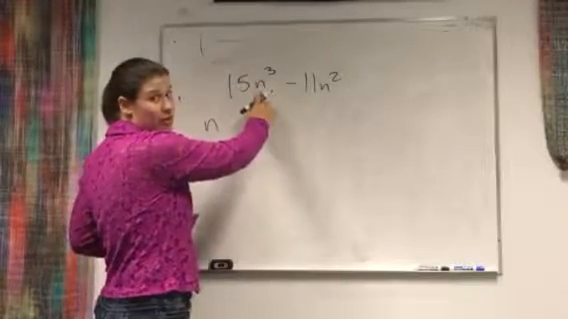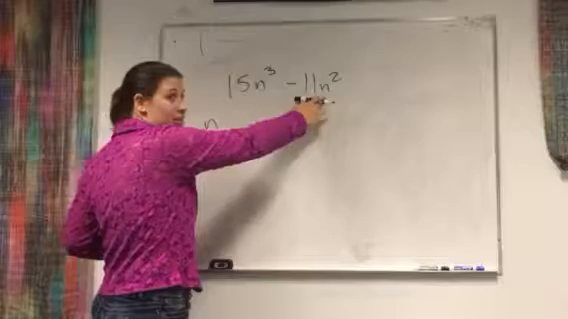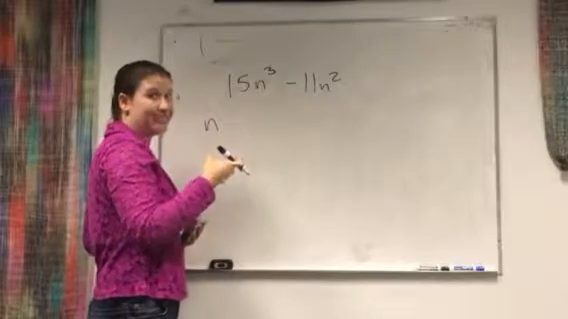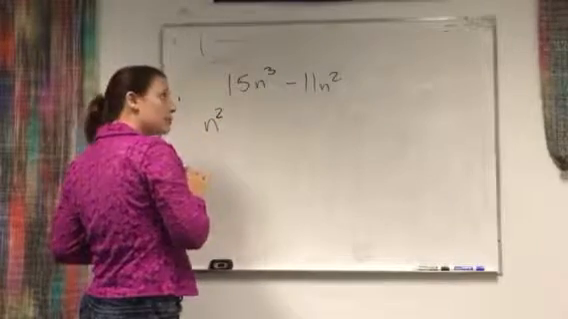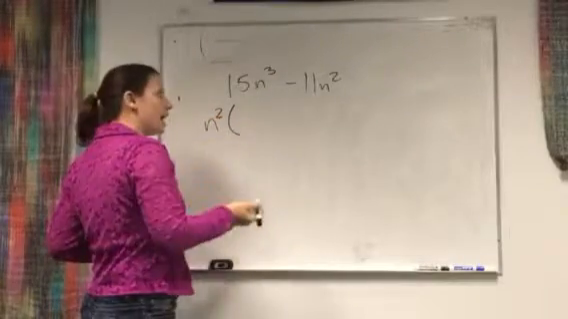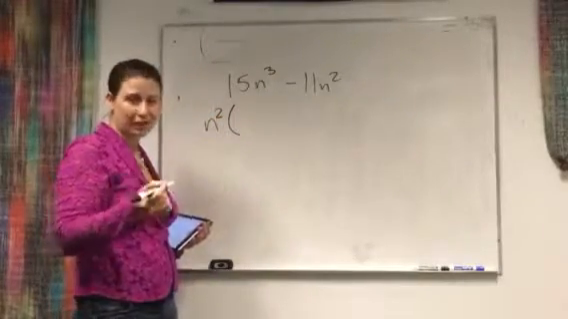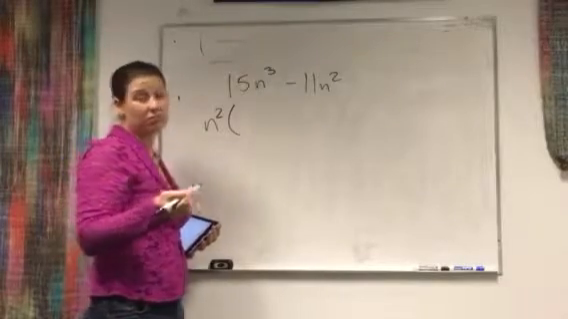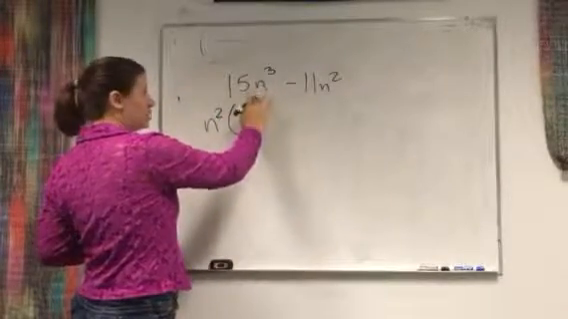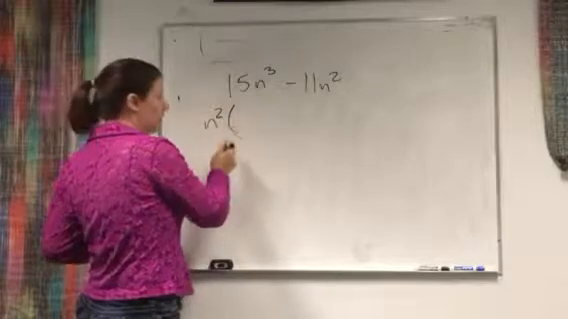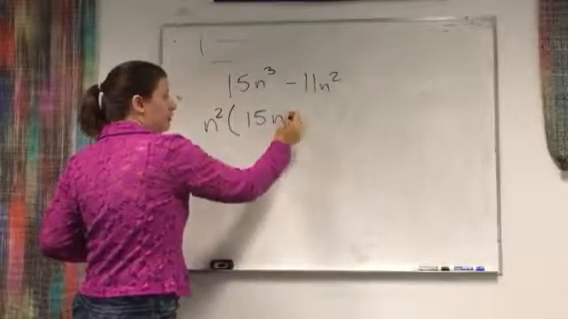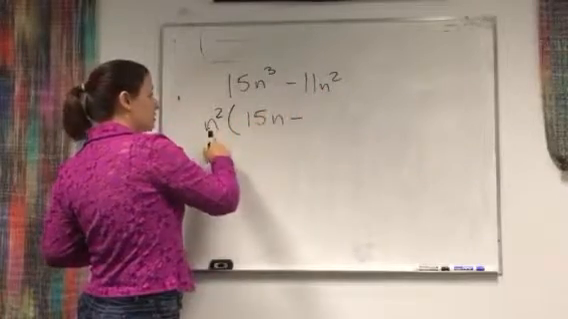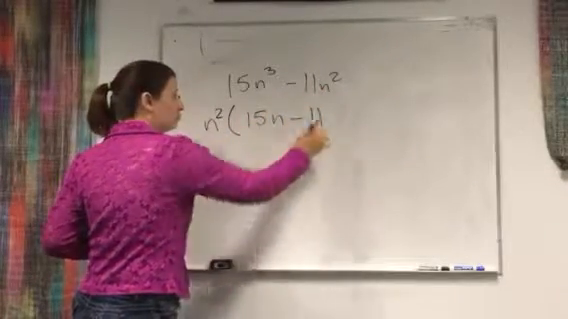This term has 3 n's, this term has 2 n's. So they both have at least 2 n's in common. So n squared can be factored out, meaning what's left? Always remember that factoring is just kind of like division. So if we divide 15n cubed by n squared, we're left with 15n. If we divide 11n squared by n squared, we're left with 11.